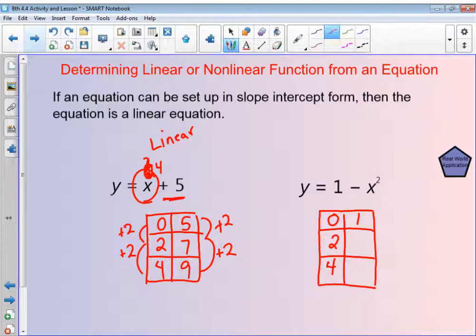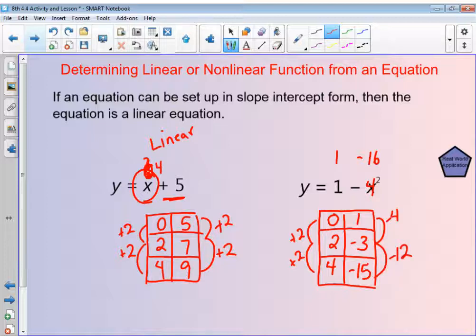Okay, so now we're going to go ahead and put a 2 in here. 2 squared would give me 4. 1 minus 4 would give me negative 3. And now we'll go ahead and put a 4 in there. Okay, 4 squared is 16. 1 minus 16 is negative 15. Okay, so if you notice here, yes, it was a constant change of adding 2, because that's what I chose to do. But then my y's, when I substituted in, here it went down by 4. Here it changed by negative 12. So that was not a constant pattern, okay?